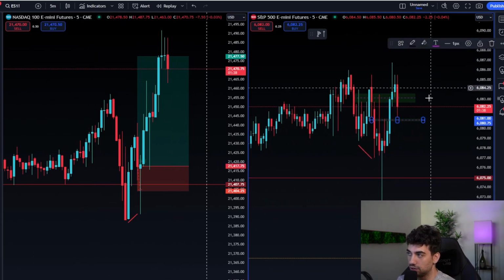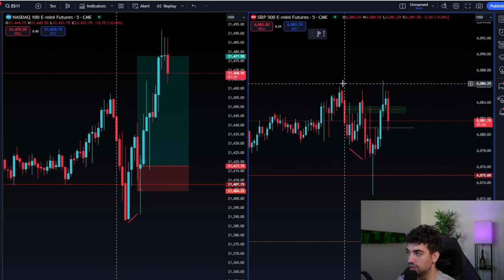Honestly, I think yes, it's probably going to bounce here and go higher. We'll see about that, but I think yes, it's going to bounce here and go higher and break the all-time high.